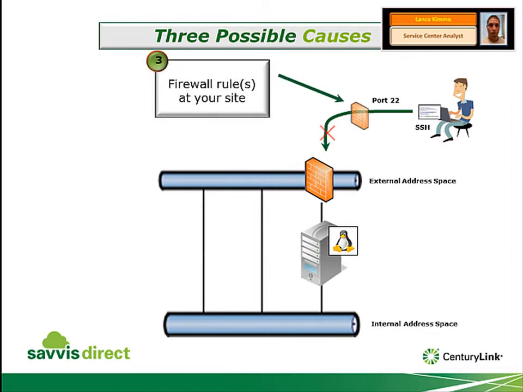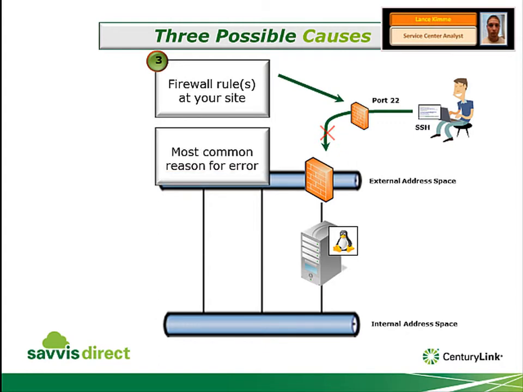Third, port 22 may be blocked in your environment. Please check with your administrator or inspect your home firewall and router to ensure that outbound port 22 is open. This is the most common reason for the connection to the cloud server being unavailable.